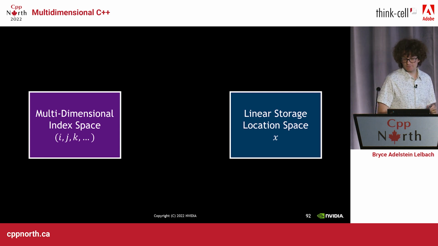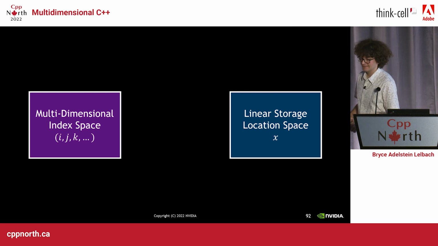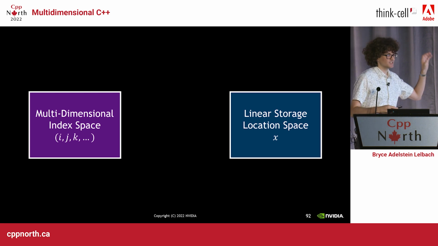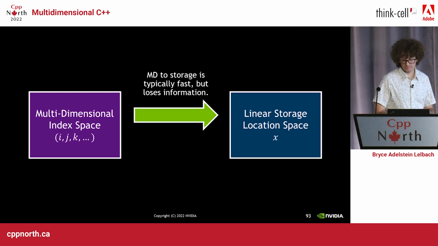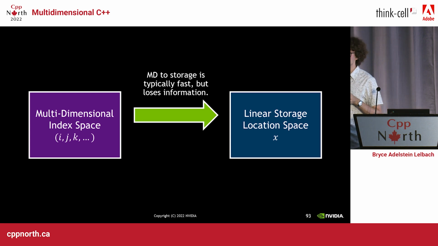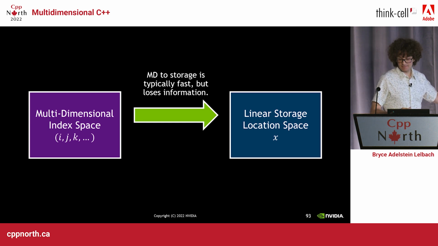Multidimensional structures have two different position spaces. There's the multidimensional index space, which is logical, and there's the linear storage location space, which is physical. Mapping from multidimensional indices to linear storage locations is typically relatively fast, but it's going to lose information. Now, this is the type of mapping that mdspan layouts do. They map from multidimensional index to a linear storage location.